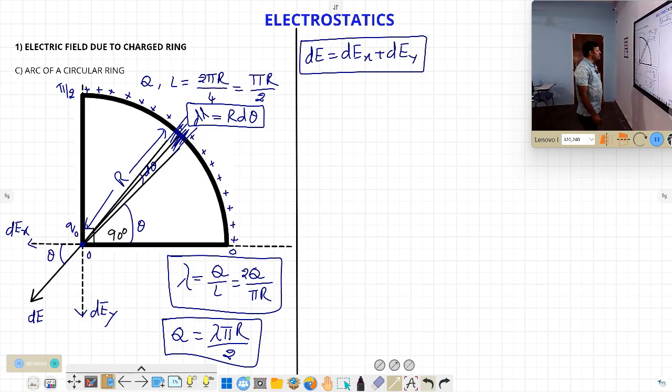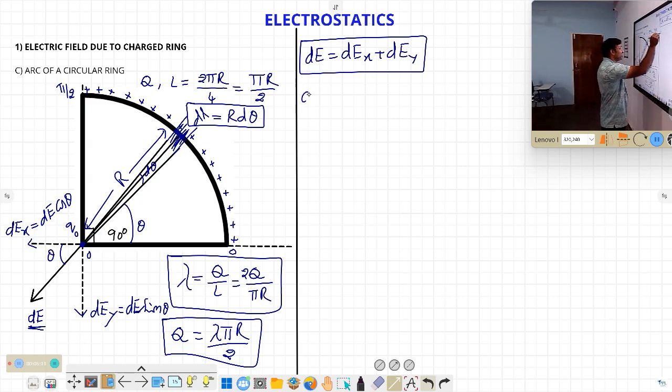If you want the electric field along the x-axis, dE, if you resolve it into components along the angle theta, you get dE cos theta. And dEy, if you resolve it into components, you will get dE sin theta. This is important for us: dE cos theta, dE sin theta. So to calculate, dEx is nothing but dE cos theta.